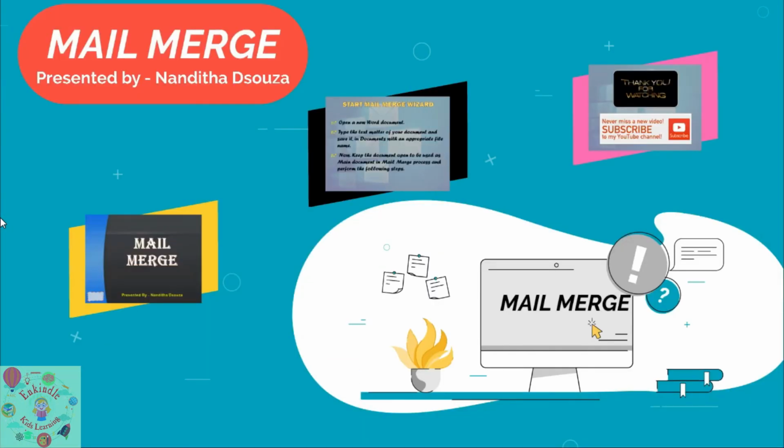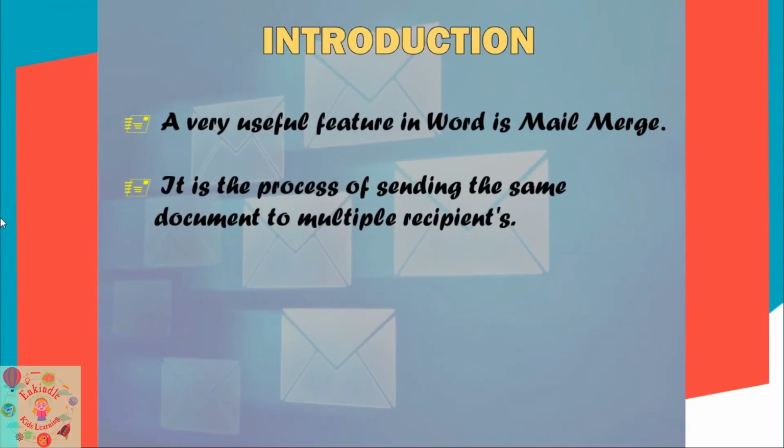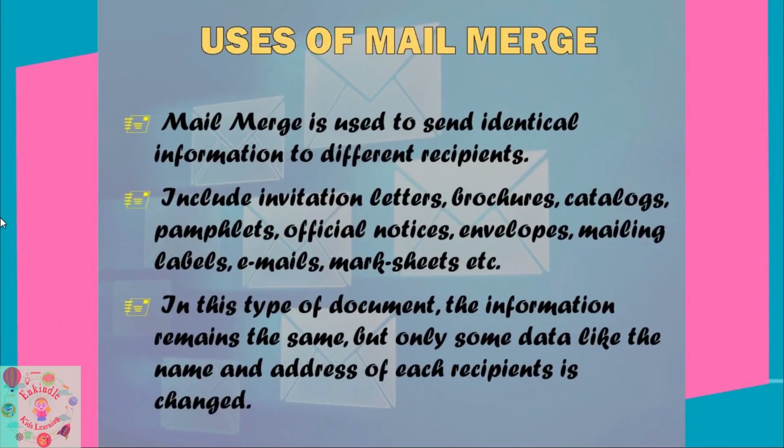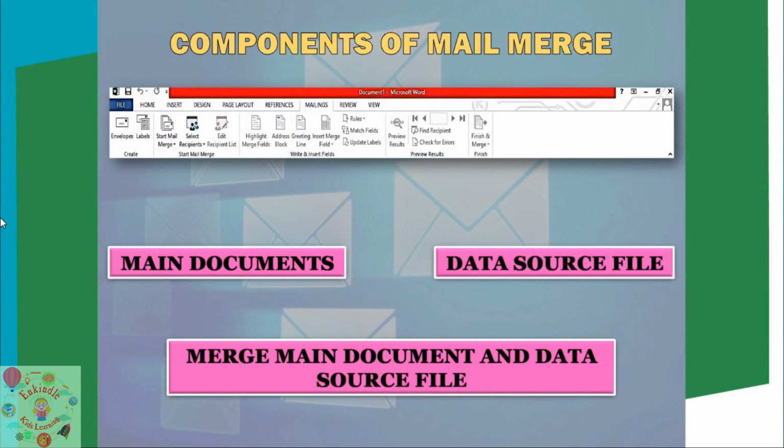So my dear students, we'll take a quick recap on what we studied today. We studied about mail merge. We saw it is a very useful feature in Word. It is a process of sending the same document to multiple recipients. Then we saw about the uses of mail merge. Mail merge is used to send identical information to different recipients. Then we learned about the components of mail merge. Mail merge process has three components. They are main document, data source file, and merge main document and data source file.